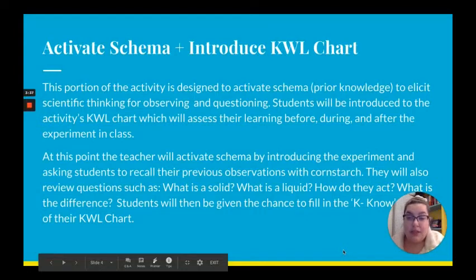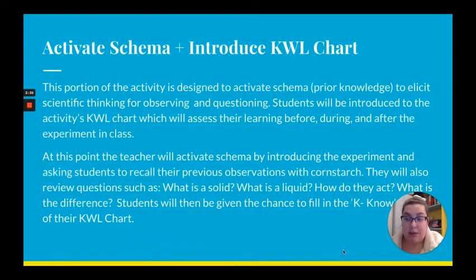So first thing to do when conducting this experiment is to activate schema and introduce the KWL chart. This portion of the activity is designed to activate schema or prior knowledge to elicit scientific thinking for observing and questioning. So students will be introduced to the activity's KWL chart, which will assess their learning before, during, and after the experiment in class.